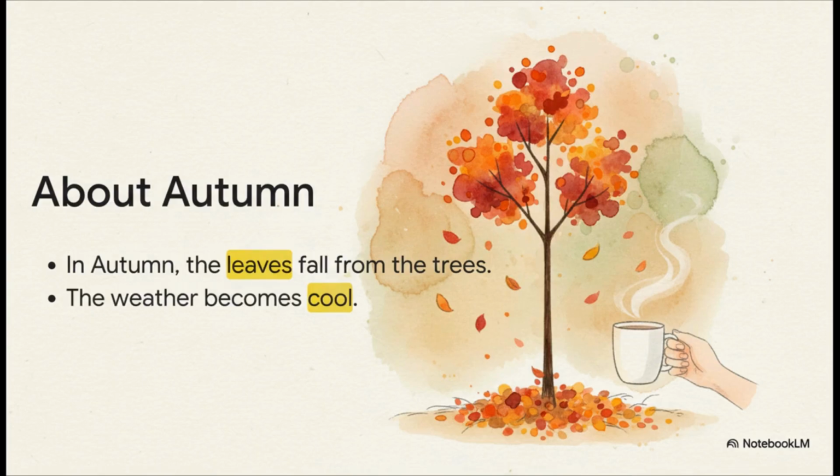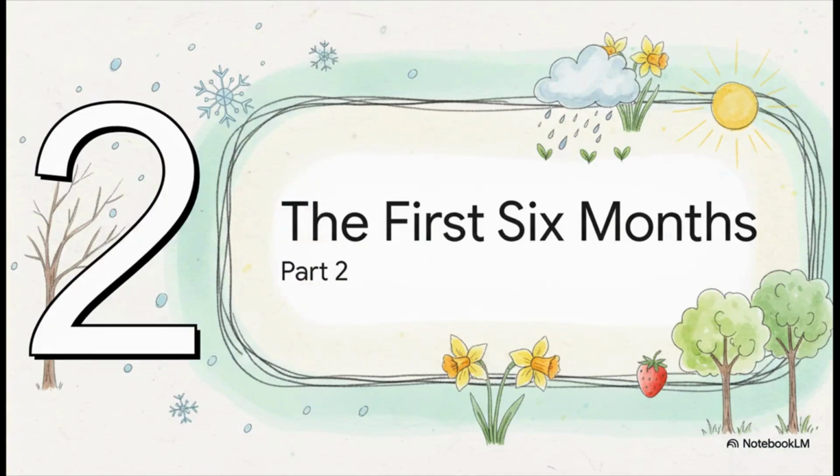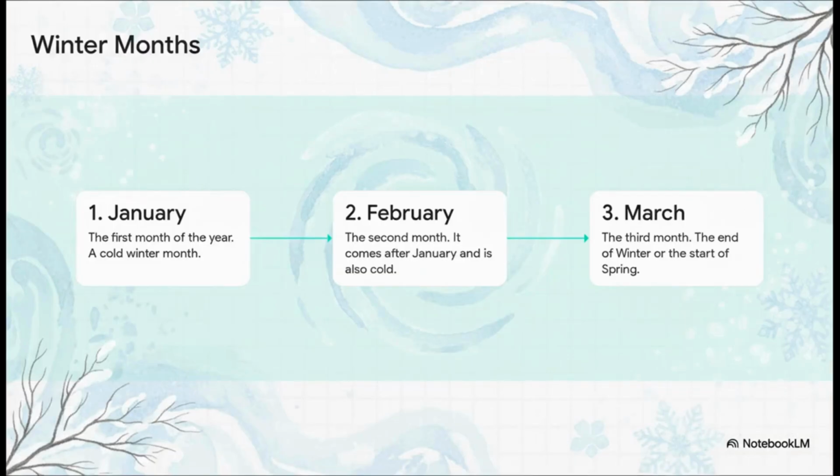Winter, spring, summer, and autumn. Awesome job! Now that we know the seasons, let's learn the 12 months of the year. We're going to break it down and start with just the first 6. So we kick off the year in winter. The very first month is January. Let's try it. January.